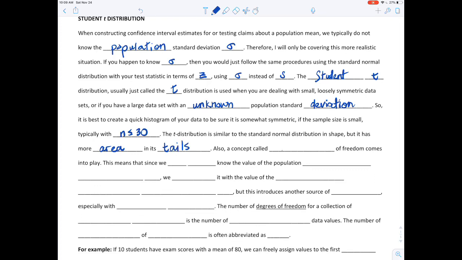Also, a concept called degrees of freedom comes into play. This means that since we do not know the value of the population standard deviation, which we know is called sigma, that's why I'm making you write it so much, we estimate it with the value of the sample standard deviation. And what was that one called? Beautiful. S.